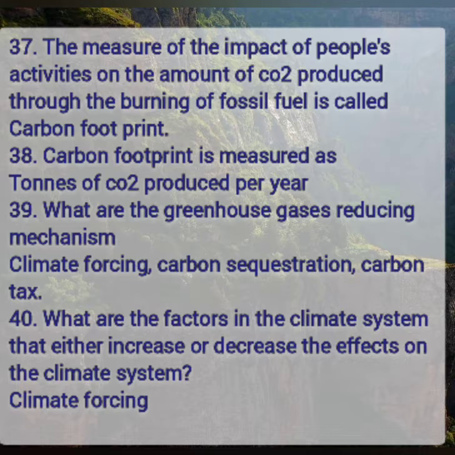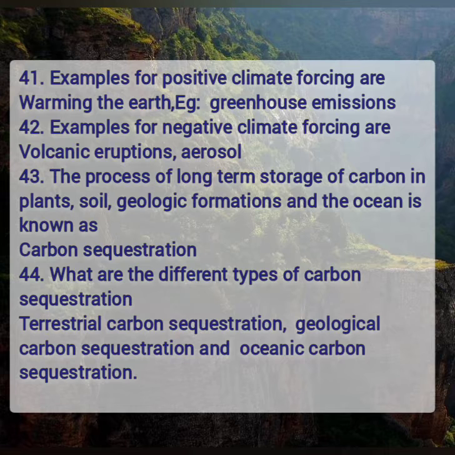What are the factors in the climate system that either increase or decrease the effects on the climate system? Climate forcing. Examples of positive climate forcing are warming of the earth, for example greenhouse emissions. Examples of negative climate forcing are volcanic eruptions and aerosol action. The process of long-term storage of carbon in plant, soil, geological formation and the ocean is known as carbon sequestration.